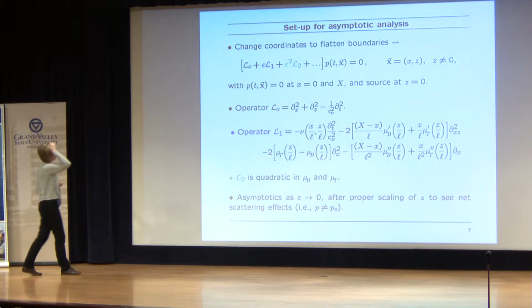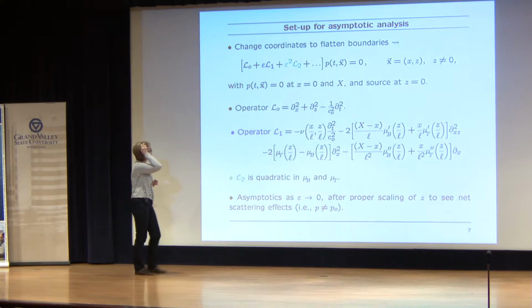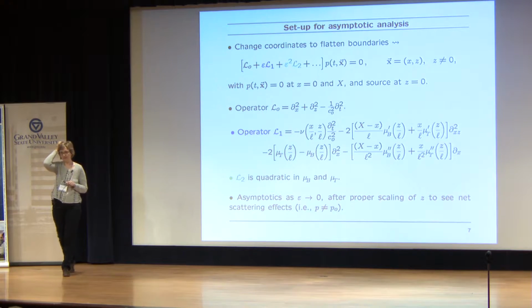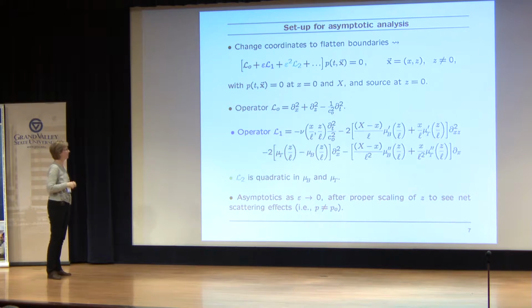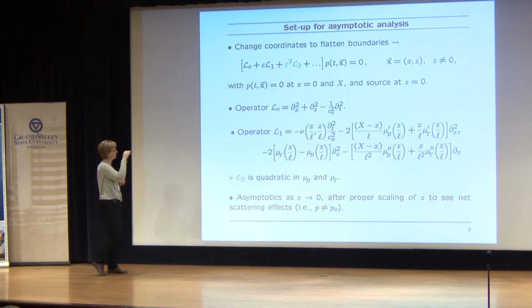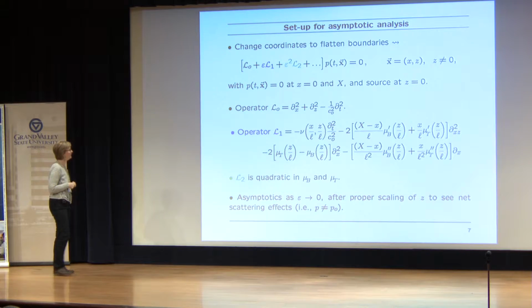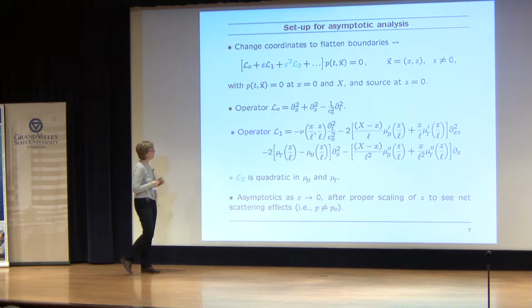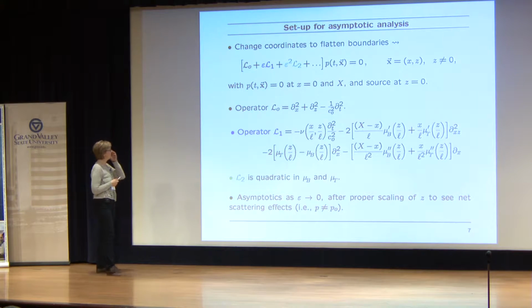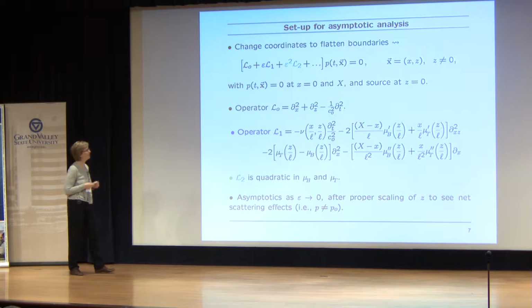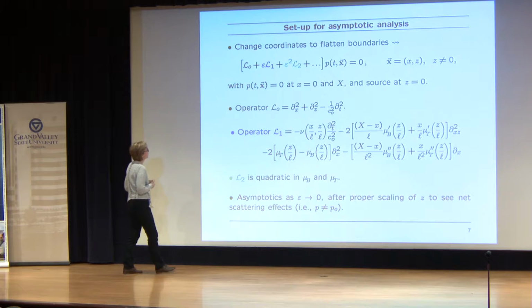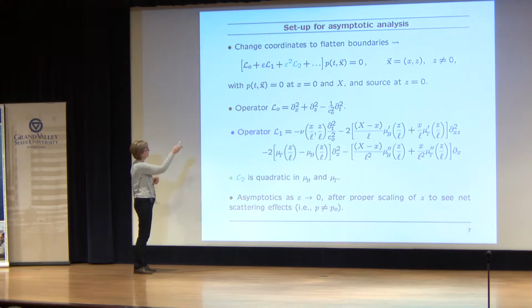Here is how we set up the problem. First of all, we make a change of coordinates to flatten the boundary. Here is an assumption: the boundary fluctuations are at least twice differentiable. After this change of coordinates, we obtain an equation which is a perturbation of the wave equation in what we call the unperturbed ideal waveguide. This is how the equation looks.